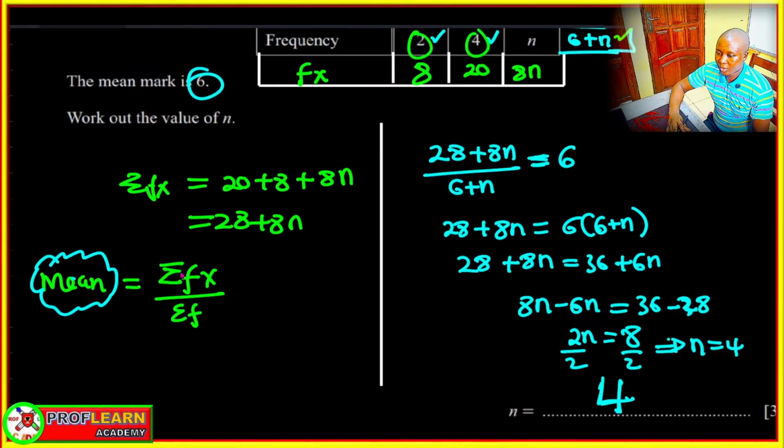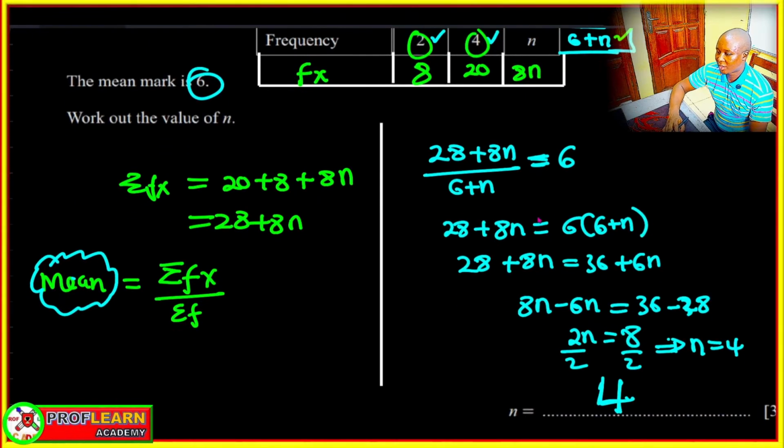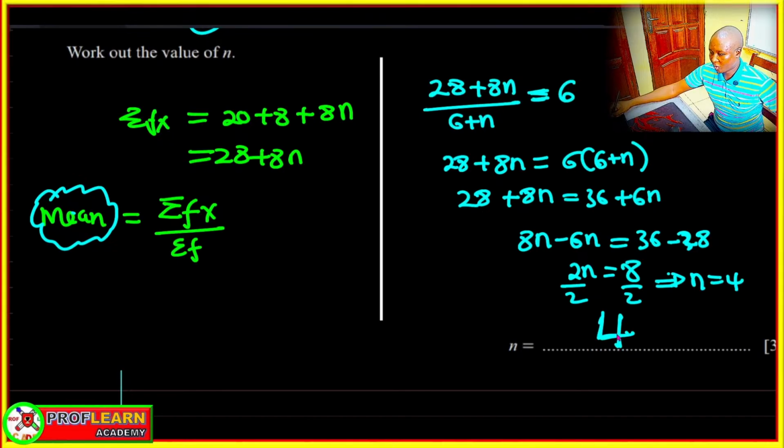So summation of fx becomes, adding all this, 28 plus 8n over total frequency, which is 6 plus n, should be equal to the mean. And the mean is 6. So you can multiply 6 plus n both sides so that you can get it from the denominator. And of course, putting the like terms together, we are going to get our answer being equivalent to 4.